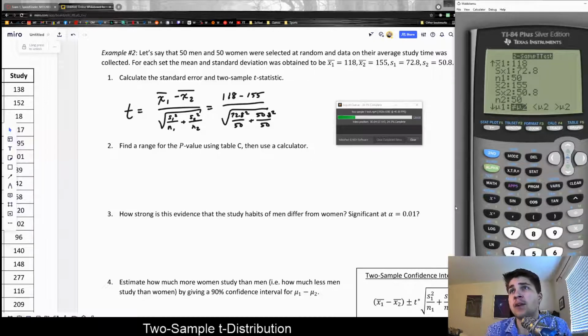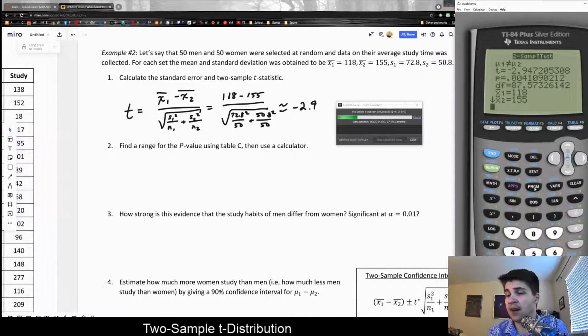And we'll operate under the same assumption that we just want to see if their study time is different, aka a two-sided test. Calculating all of that, we come up with a test statistic of approximately negative 2.95. And with a calculator, it says our p-value is equal to approximately 0.004.